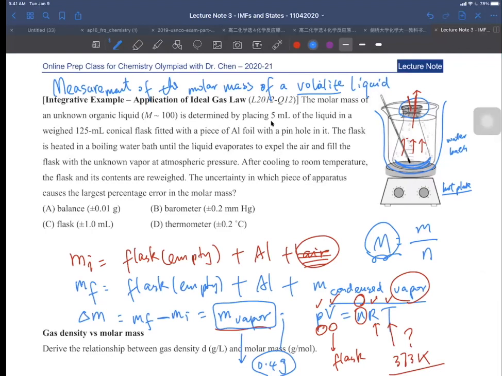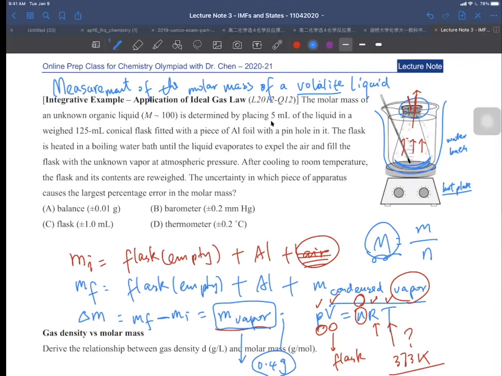But if you put less than 0.4, there will be a problem, which means even if all of the liquid vaporized, it is still not enough to fill the flask. Do you have any question about this experiment?